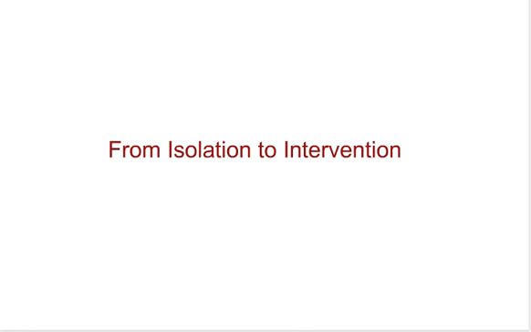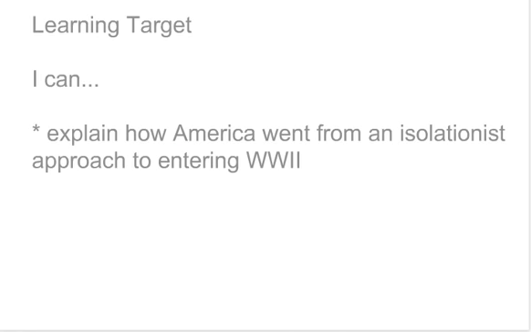So tonight, we are going to be talking about going from isolation to intervention. Our learning target for today: I can explain how America went from an isolationist approach to entering World War I. So we're basically going to be looking at us totally wanting to be isolationists, forgetting about every other country, which we looked at today, to how do we enter World War I. And it actually goes pretty quickly.